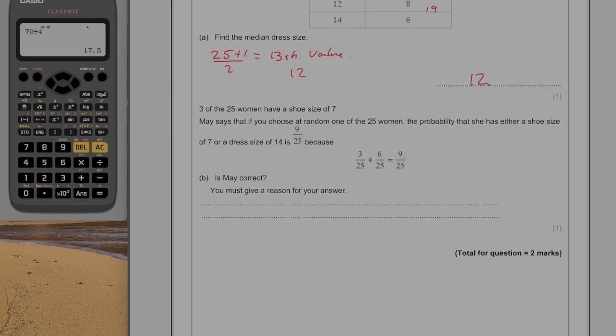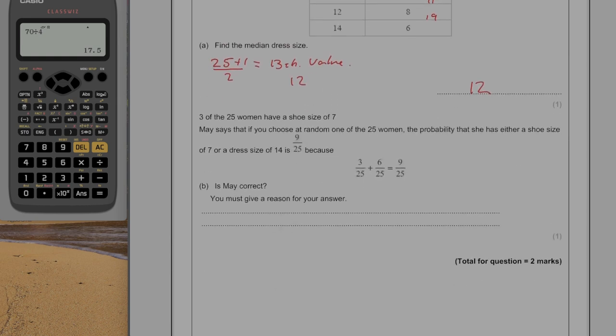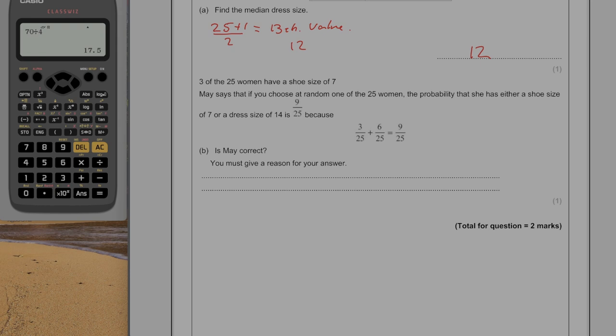Right, 3 of the 25 women have a shoe size of 7. May says that if you choose at random one of the 25 women, the probability that she has either a shoe size of 7 or a dress size of 14 is 9 over 25, because 3 over 25 plus 6 over 25 is equal to 9 over 25. Is May correct? You must give a reason for your answer.